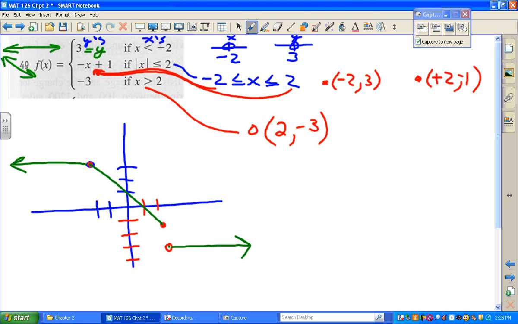I like that. That requires a lot of thought. A lot of skill. That question will be on your exam, a piecewise function.